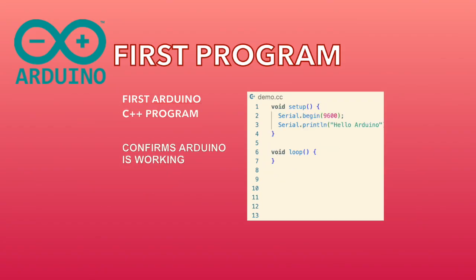The program starts with a setup function, which runs only once when the Arduino starts. Inside setup, Serial.begin(9600) is used to start serial communication at a speed of 9600 baud. Then Serial.print("Hello Arduino") prints the message Hello Arduino on the serial monitor. The loop function is empty, so nothing repeats continuously. The message is printed only once when the program starts.